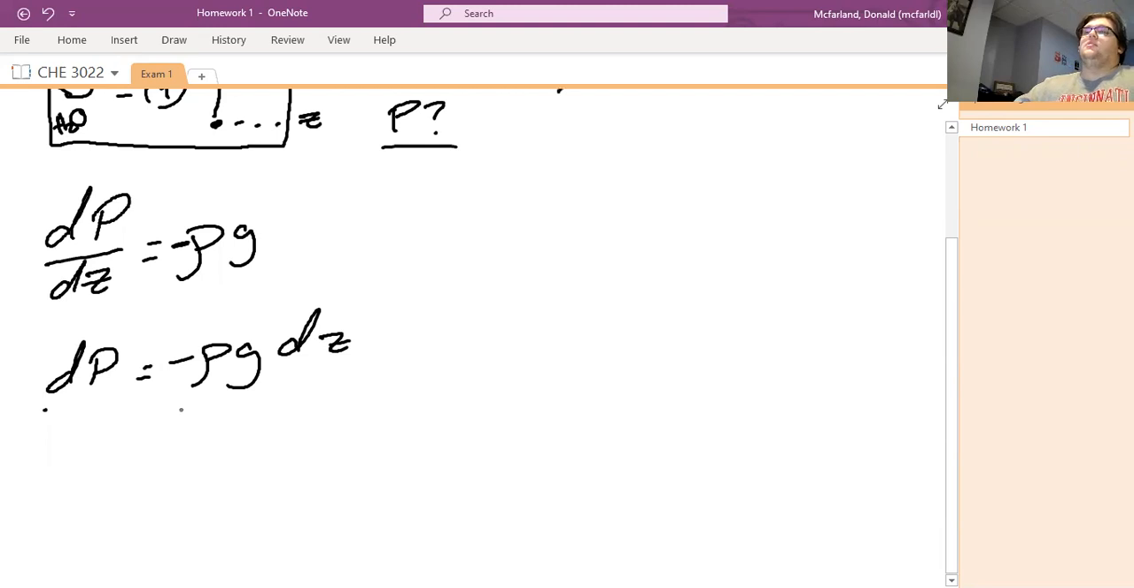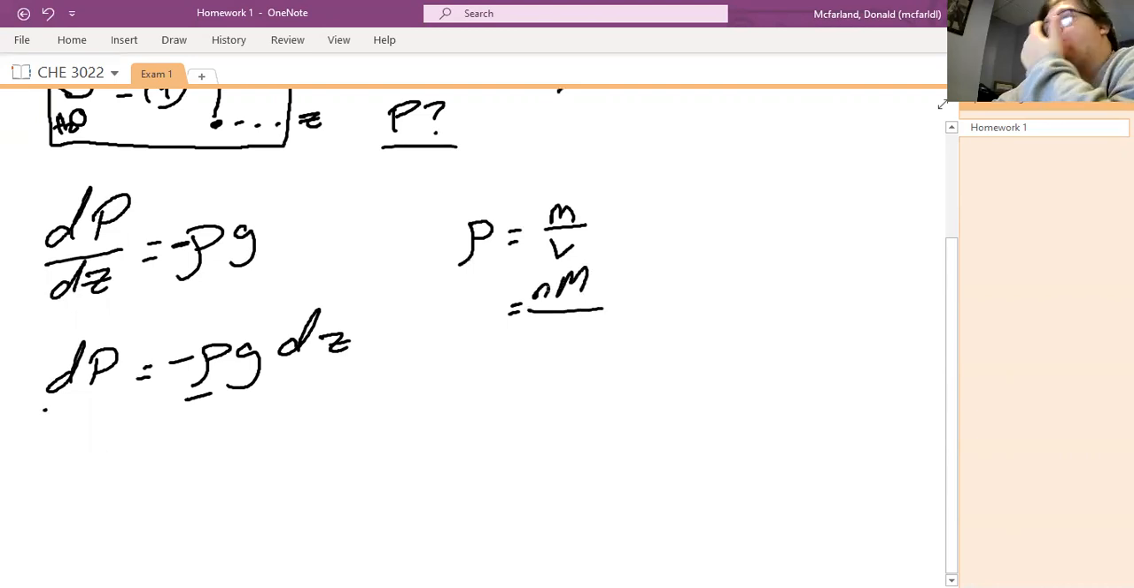So we could easily say, oh, density is going to be the same throughout, which it will. However, one thing you need to know about density is it's mass over volume. Now, mass is just number of moles multiplied by molar mass, over volume. Now, notice we have pressure in here.